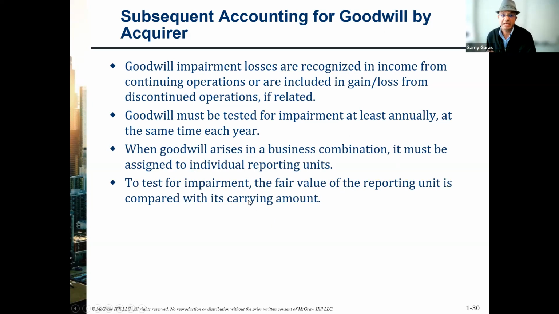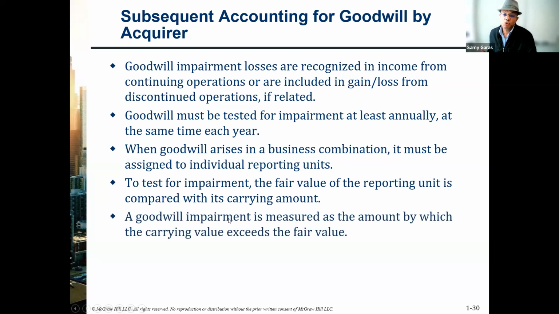What do I mean by carrying amount? I mean the current amount of the goodwill after any impairment calculation. A goodwill impairment is measured as the amount by which the carrying value exceeds the fair market value. So if the current value is 80,000, but the fair value of the goodwill before was 100,000, we make an impairment of 20,000.